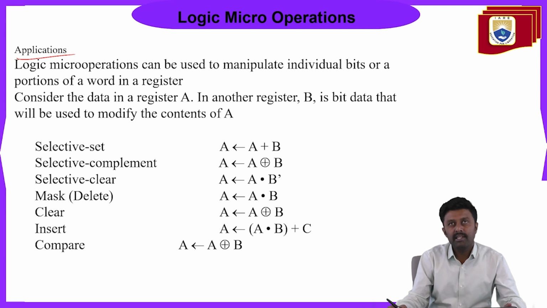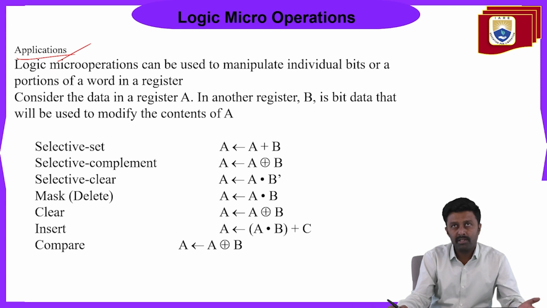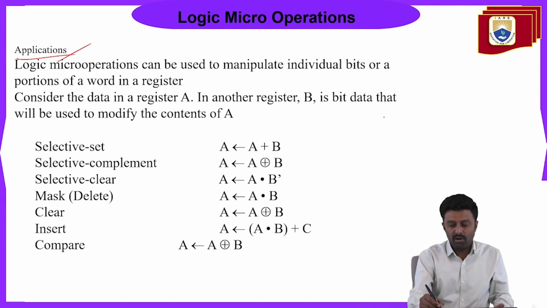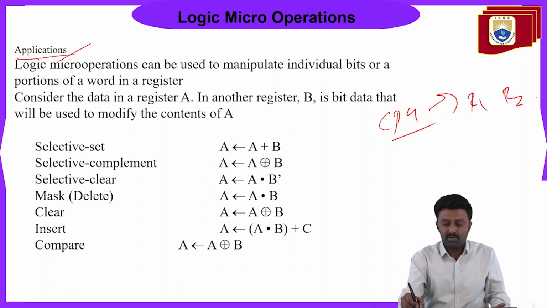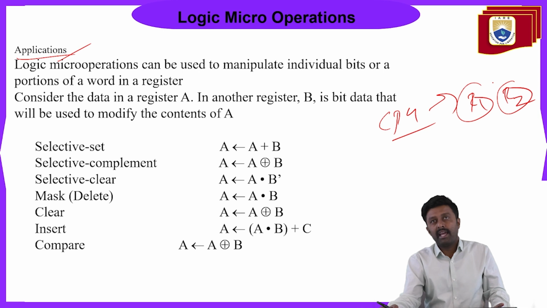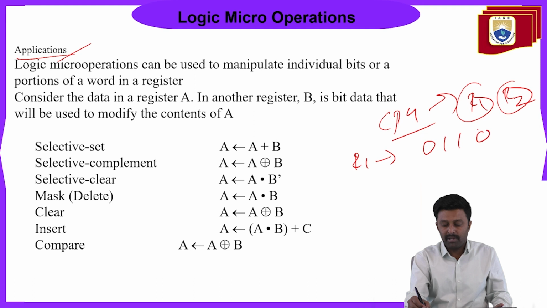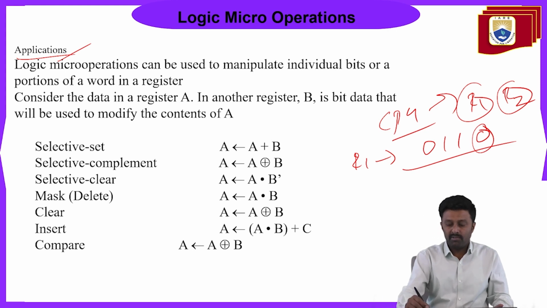Now we'll see what are the applications of these logical micro operations. Logical micro operations can be used to manipulate any individual bits or a portion of a word in a register. All of us know the CPU or the processor executes all the operations with the help of the registers only. Let us say this is the R1 register, which is having some data. If you want to alter or manipulate the individual bits, that can be done with the help of these logical micro operations. And for the same, the hardware circuits are built.